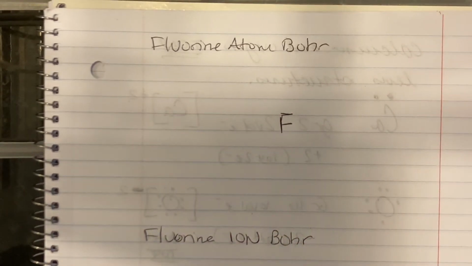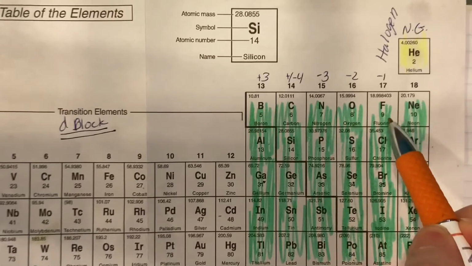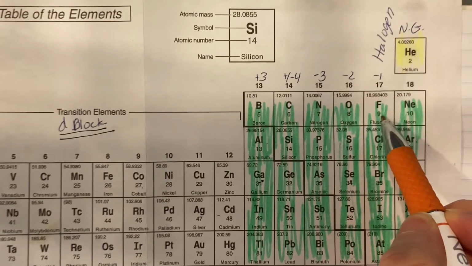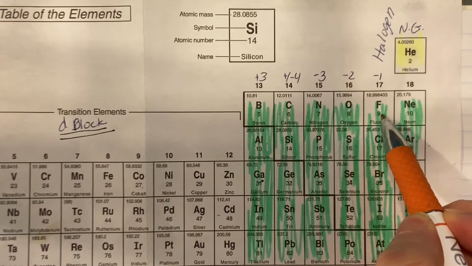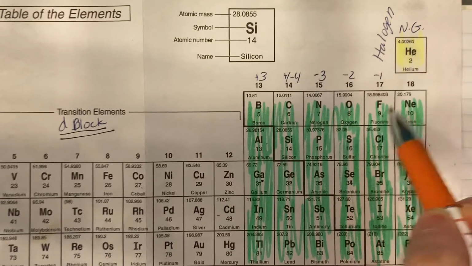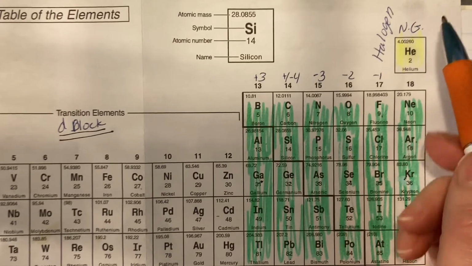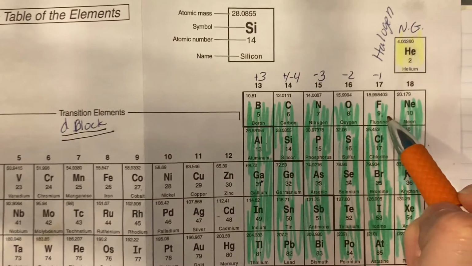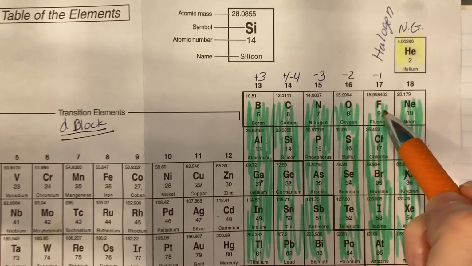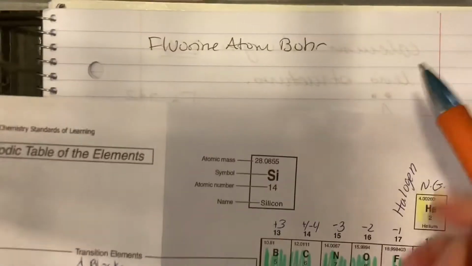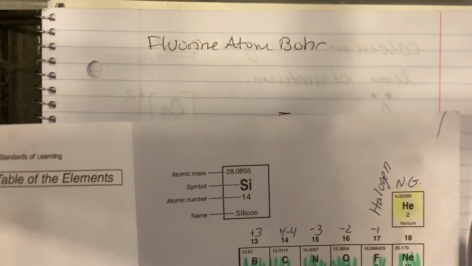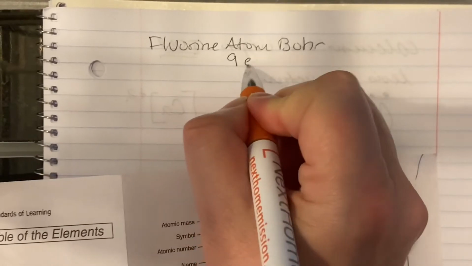And then we're going to look at the periodic table and find fluorine. And fluorine is over here at number 9. Remember, 9 means that that's its atomic number and how many protons it has. And its atomic mass is 19, okay? And so that means that there are 10 neutrons, 9 protons. And since we're doing the neutral atom, there is also 9 electrons.